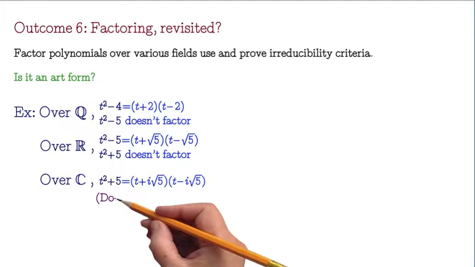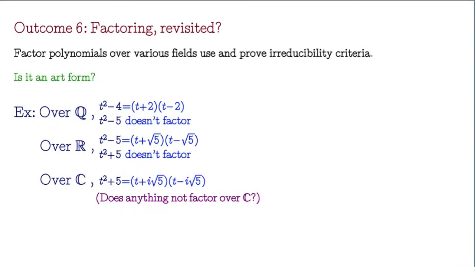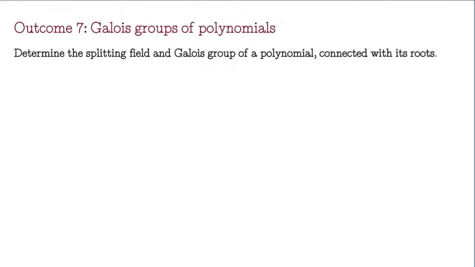Once we get to the complex numbers, though, does anything not factor over C? Big question, one of the central questions that we'll answer, hopefully this semester. Outcome number 7 is really the capstone of our course: determine the splitting field and the Galois group of a polynomial and connect it with the roots of that polynomial. Now this sounds like a mouthful, and it really is.